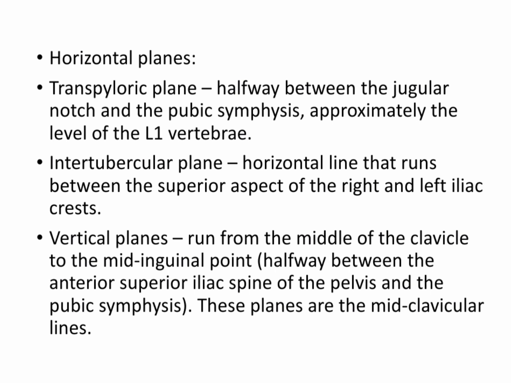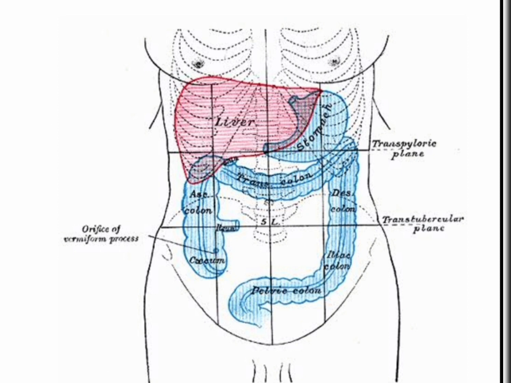Looking at the vertical planes, they run from the middle of the clavicle to the mid-inguinal point, halfway between the anterior superior iliac spine of the pelvis and the pubic symphysis. These planes are the mid-clavicular planes. They present a diagrammatic presentation of what I've said concerning the planes of the abdomen.